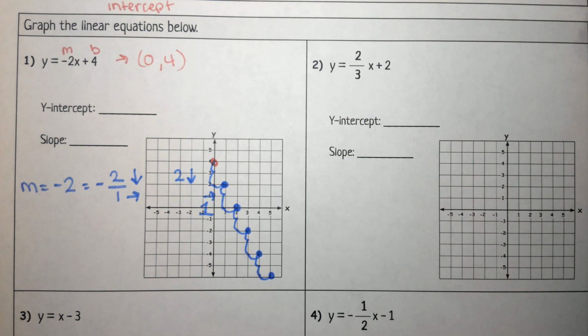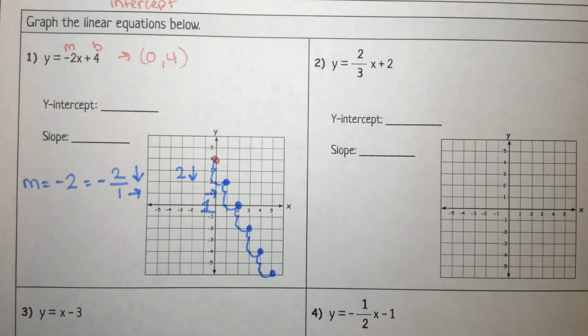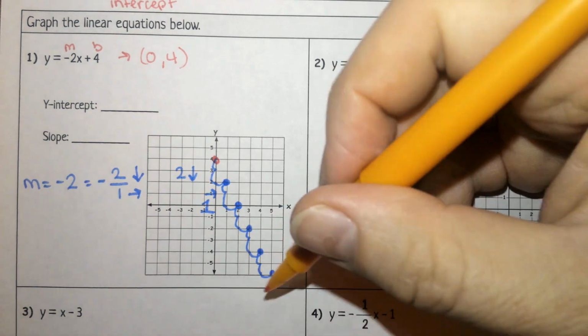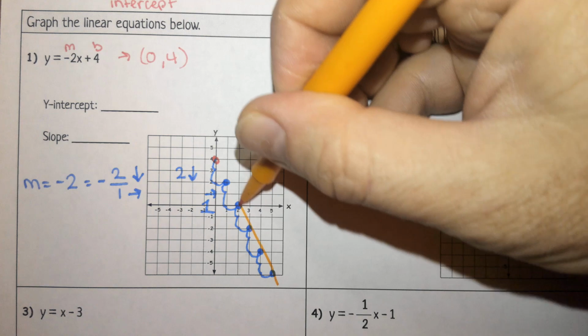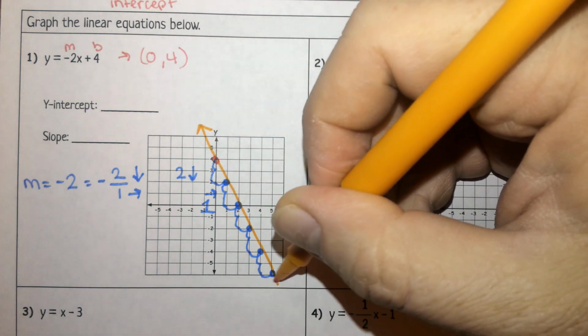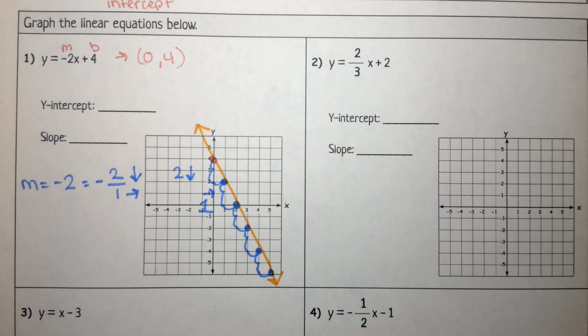So I have all those points. Now you just connect the dots, make a straight line. Of course, the more dots you have, the easier it is to make the straight line, but you only really need 2. Okay.